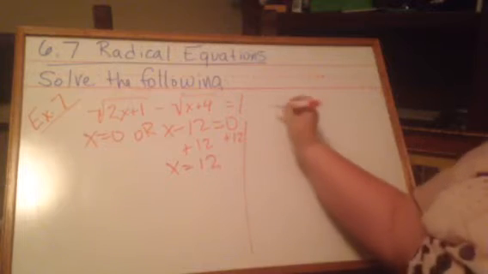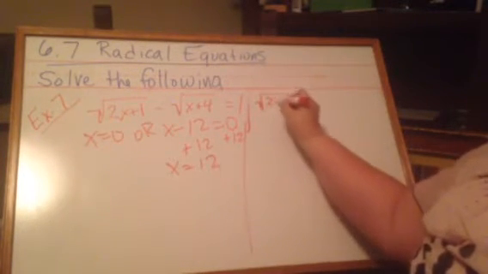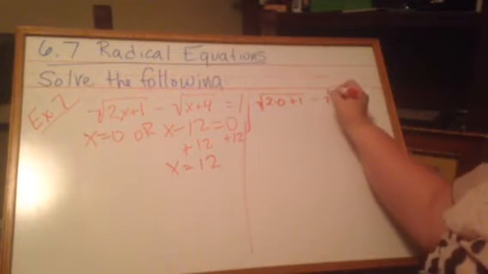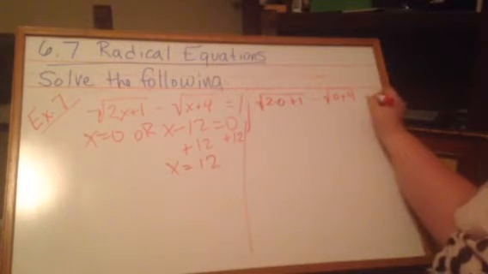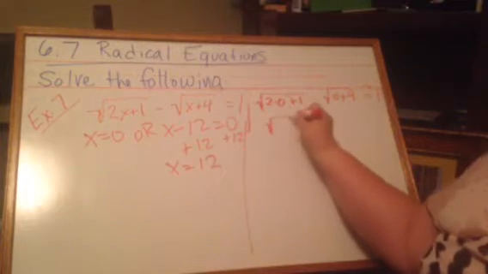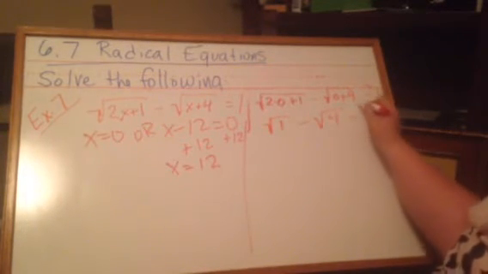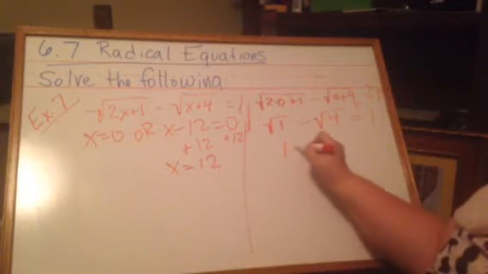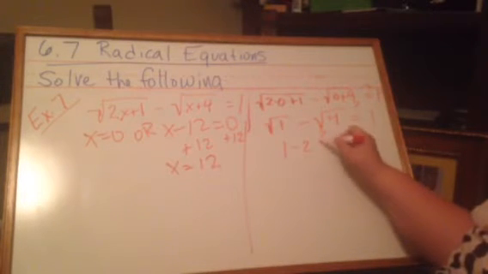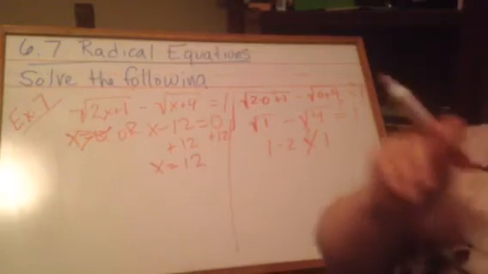So we plug 0 into that original equation. 2 times 0 plus 1 minus square root of 0 plus 4. Does it equal 1? Well, this becomes just the square root of 1 minus the square root of 4. Does it equal 1? So that's 1 minus 2. Does it equal 1? No, it does not. So x equals 0 is not an option.